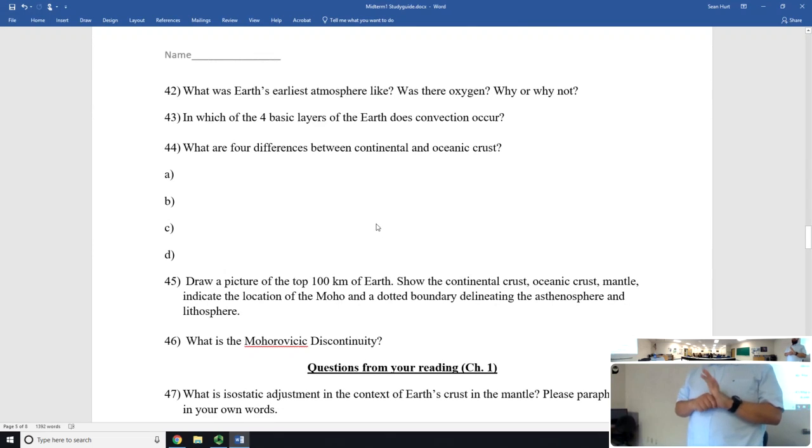All right, what was Earth's earliest atmosphere like? Okay, the most important point here, there was no oxygen. Remember that oxygen came from photosynthesis. You had to do some reading about the great oxygenation event, you know.